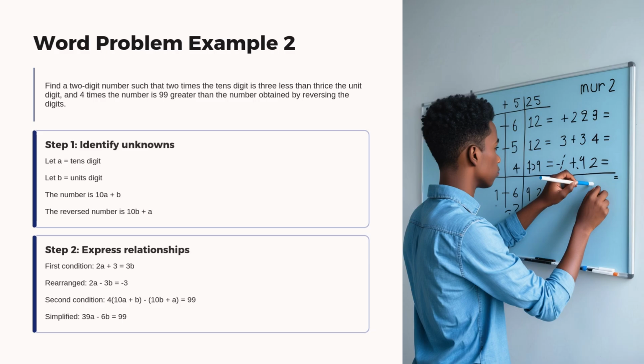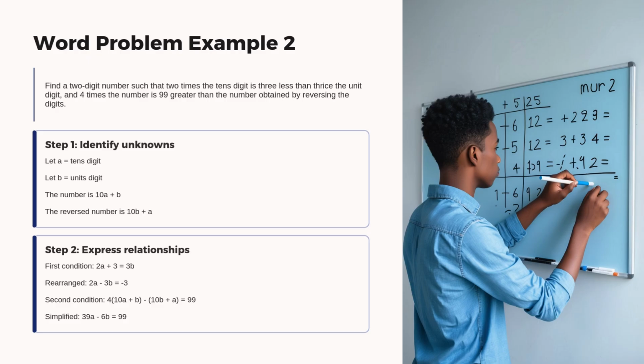Second condition. 4 multiplied by the number 10a + b, minus the reversed number 10b + a, equals 99. This is obtained from the phrase 4 times the number is 99 greater than the number obtained by reversing the digits, rewritten as an equation. Simplify the left-hand side to obtain 39a - 6b equals 99. This is simplified by expanding 4 times (10a + b) to give 40a + 4b, subtracting 10b + a to yield 39a - 6b, and keeping 99 on the right-hand side.